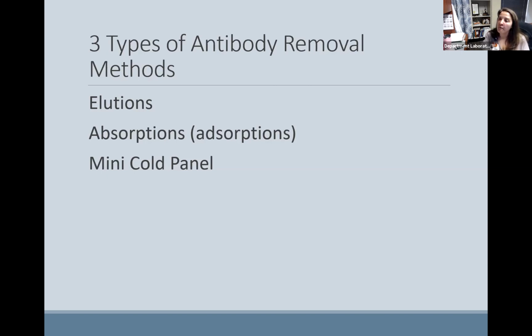Remember, if your patient has a positive DAT, meaning that something is coating patient cells, that could interfere with your weak D testing because it uses the same reagent. We're using AHG reagent. And then we'll talk about adsorptions, and then the mini cold panel. We'll talk a little bit about it again as well.